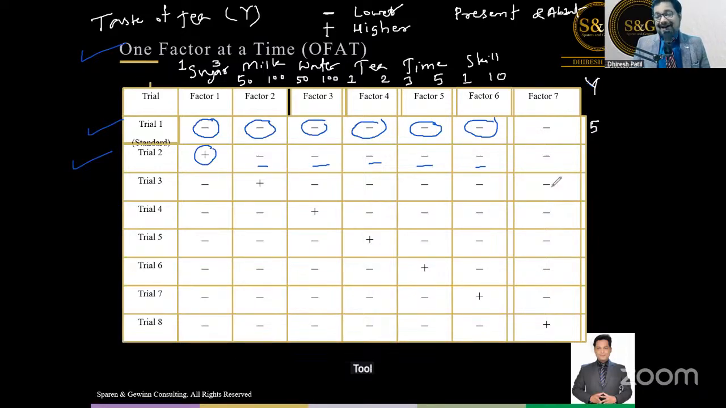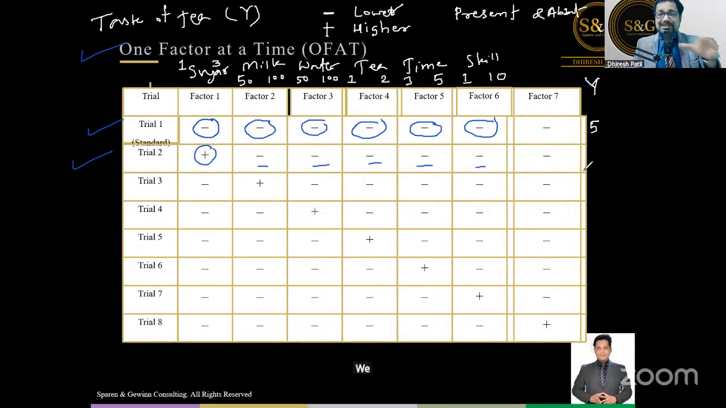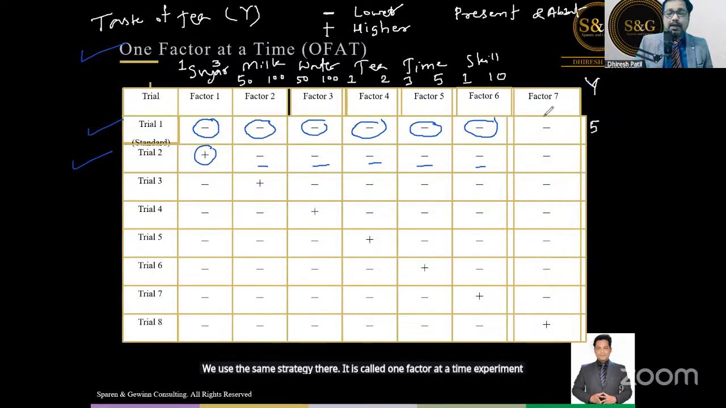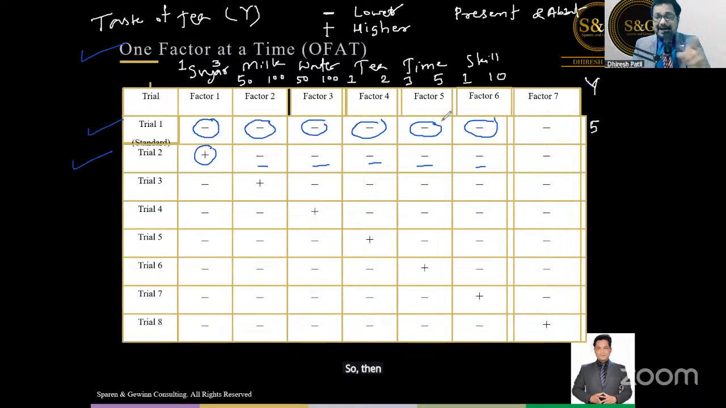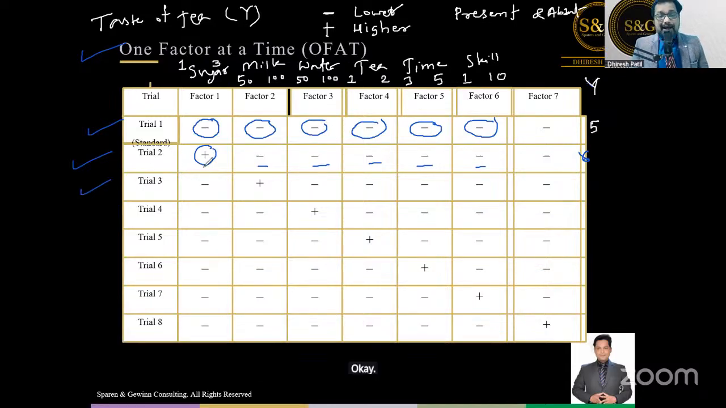It is also used for tool validation. We change one parameter at a time just to validate the tool. Correct. We use the same strategy there. It is called one factor at a time experimentation. Then after that we check. Let's say the taste comes to 6 maybe. Then comes the third trial. So here we will again reverse it to minus again.